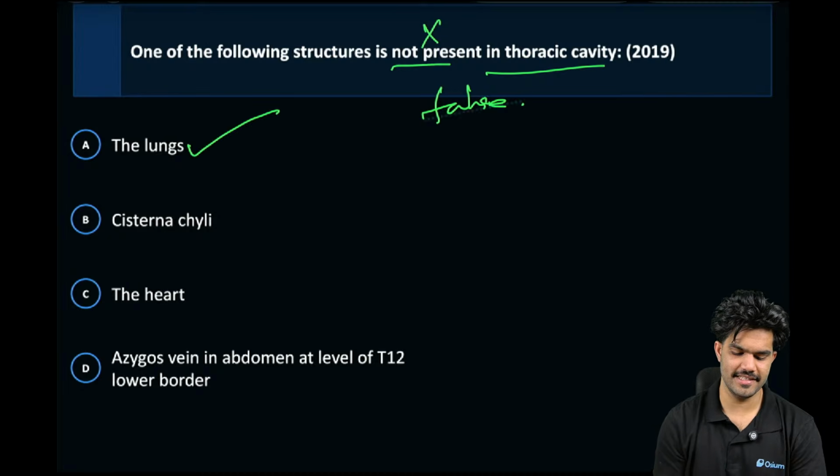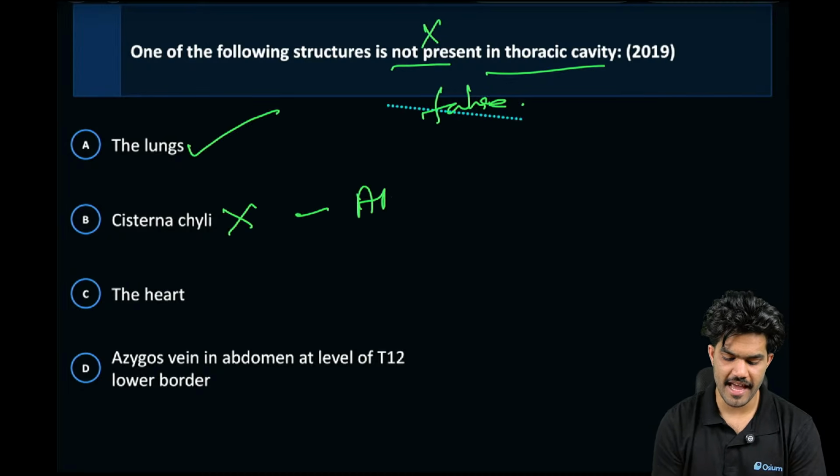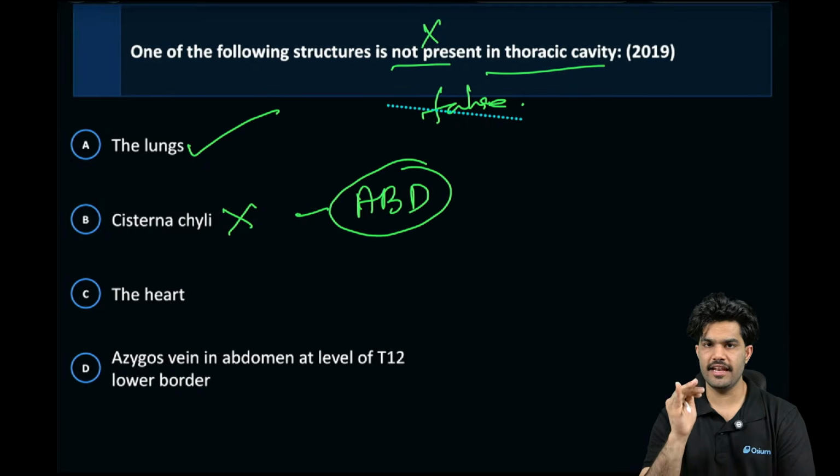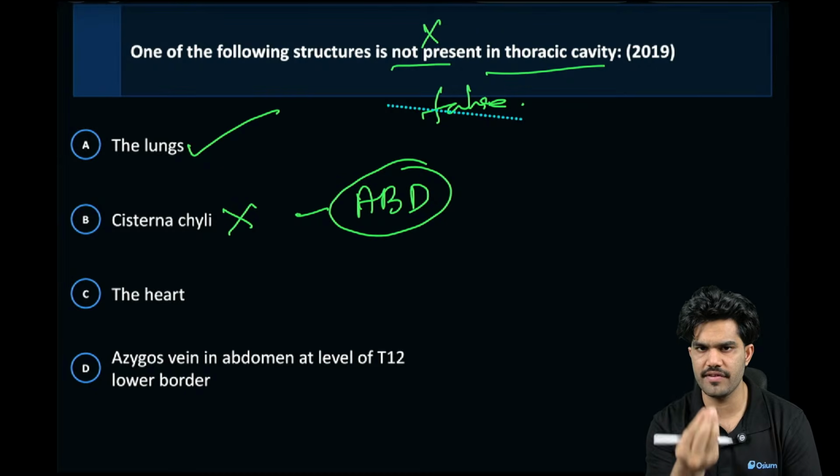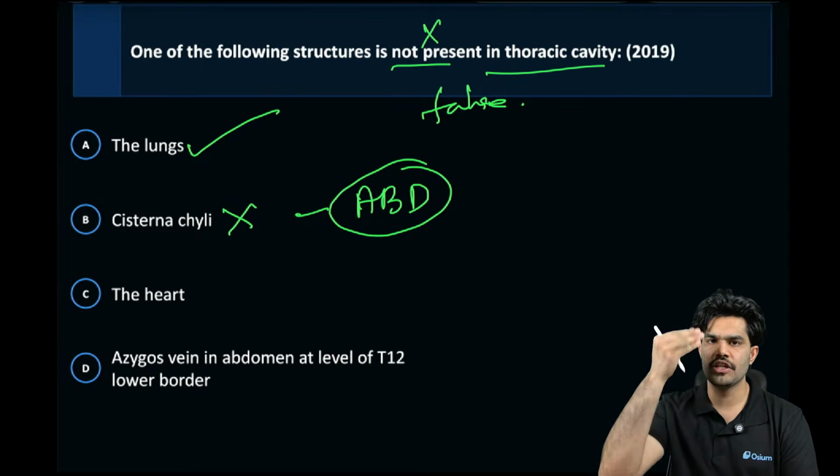Lungs? Yes. Cisterna chyli? No, it is present in the abdomen. I told you, in the abdomen, the lymph vessel is the cisterna chyli. After the cisterna chyli, at the level of T12, it is continuous as the thoracic duct.